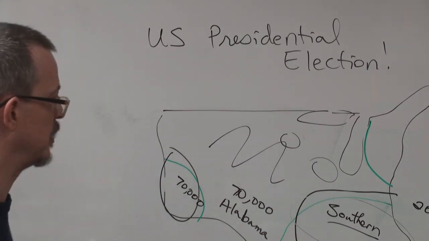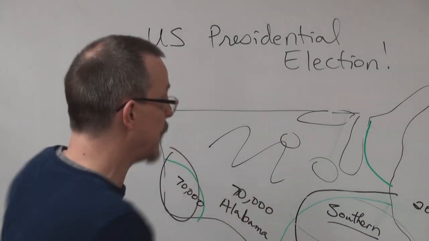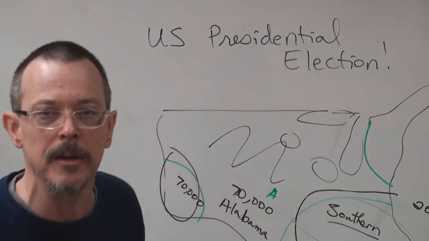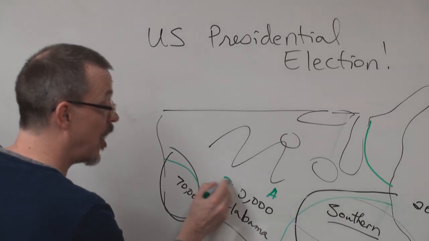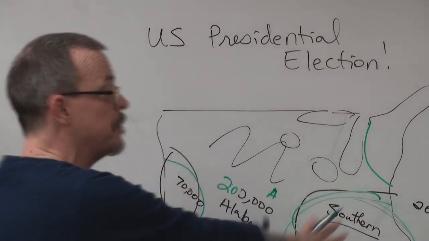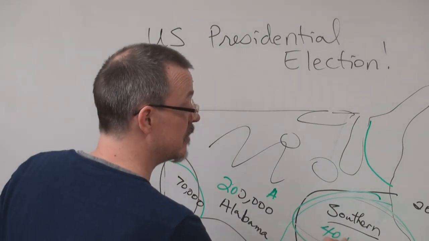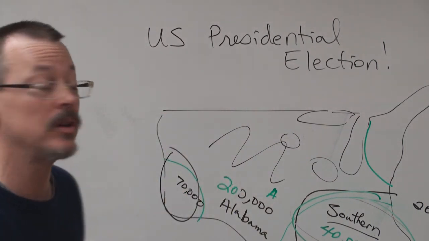So in this situation, the southern states, this guy is really popular. Candidate A is really popular. The southern people love him. So not 70,000, but all 200,000. Everybody voted. Everybody in the South voted. So this guy's got like 40 million votes because everybody came out.